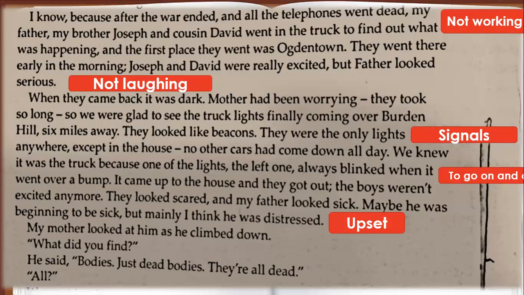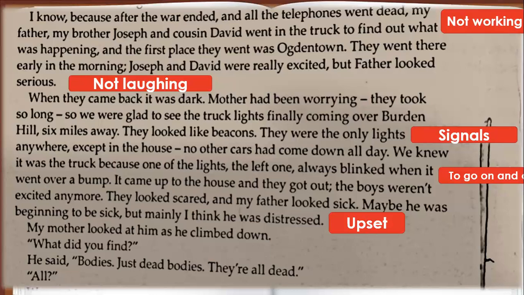Joseph and David were really excited. It was like a trip for them. But her father looked serious. Serious here means not laughing. He knew what he was waiting to find.